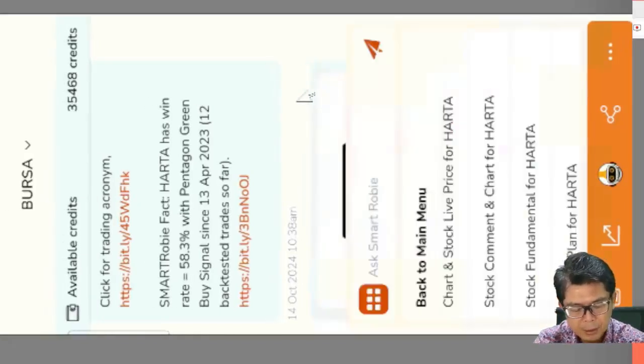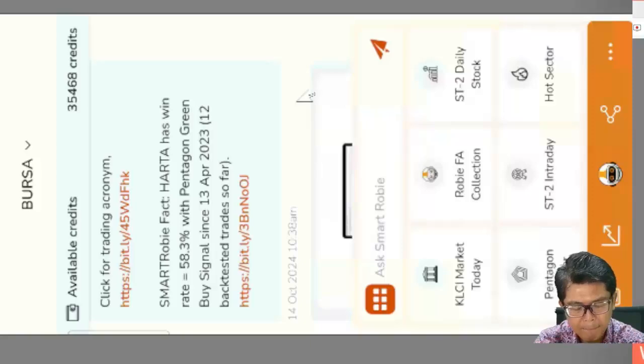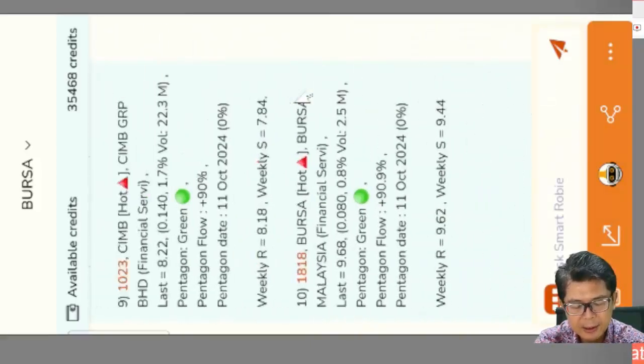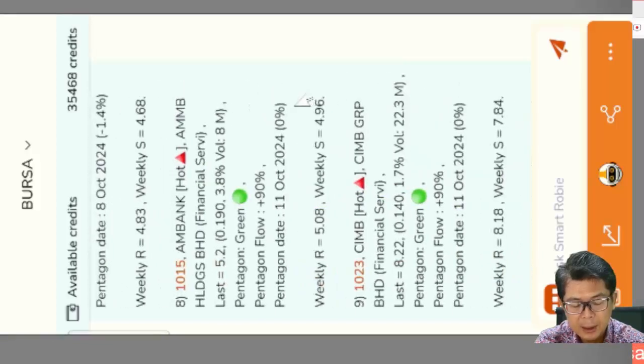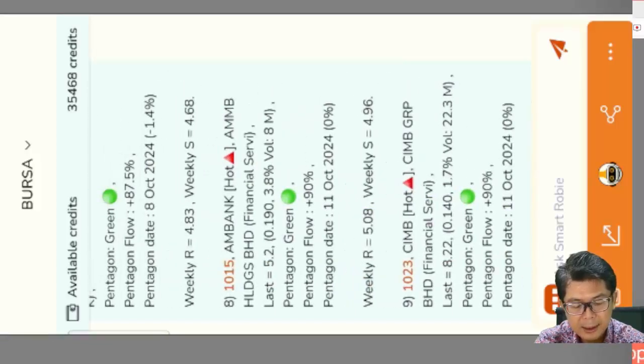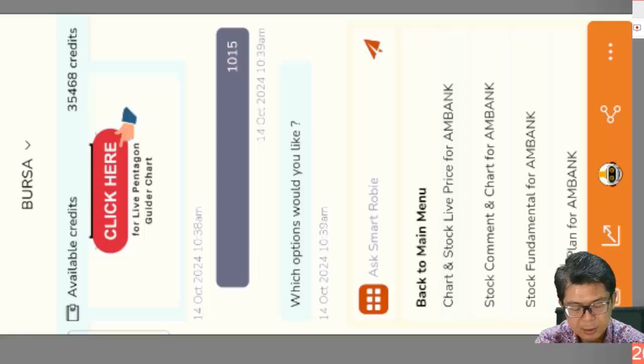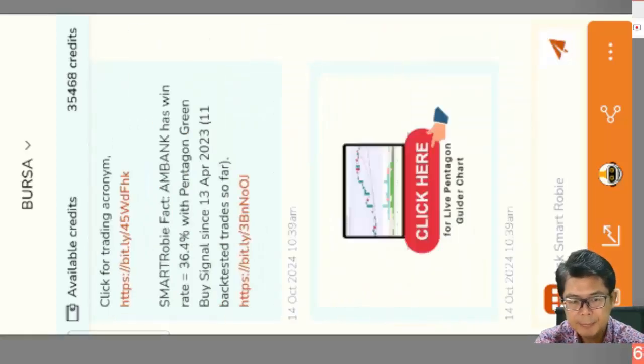All right, so let's look at one more stock trade idea that is generated from the Pentagon Guider in here. Then you have MBank. MBank is already 5 ringgit 20 cents. Let's look at the stock chart, stock comment.